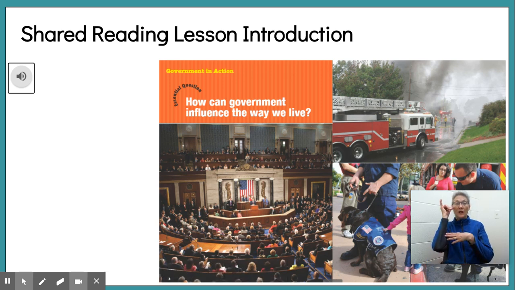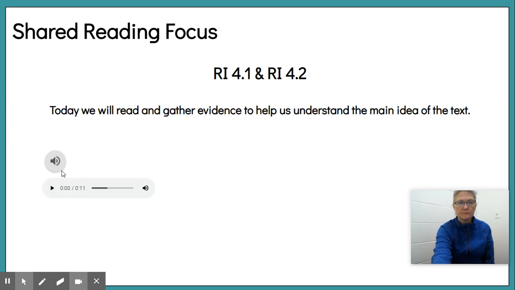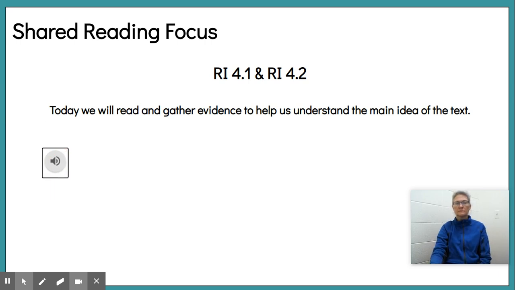Yesterday, we read about Yellowstone and how the government not only passed a law to keep it in its national state, but also created the National Park Service so it can be maintained properly. This week, we're diving into the government and learning about all the different responsibilities our government has. Today, we will read and gather evidence to help us understand the main idea of the text.